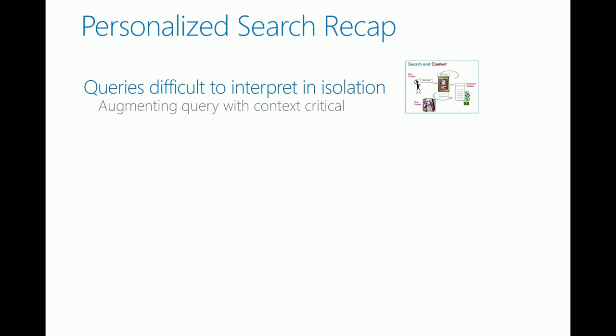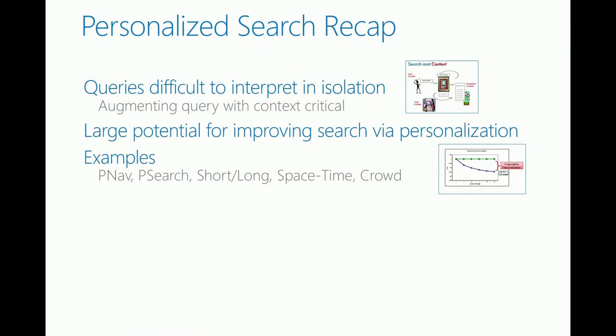So I think the main thing I was trying to get across today is that queries are really difficult. Even something as simple as a search query is really difficult to understand in isolation. Augmenting that query with information about who's asking, when it is, where they are, what other things they've interacted with, what tasks they might be doing, provides much better search results. We saw that it can improve search quality up to 70% of the time. There's a large potential for improving search and personalization.